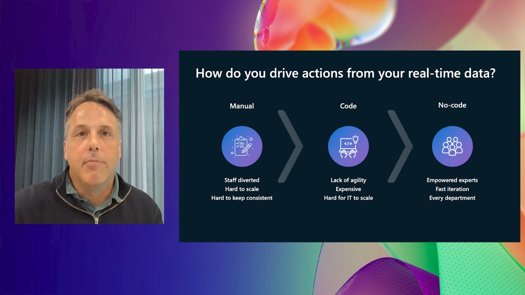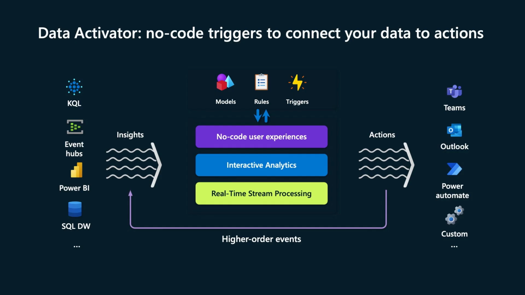A solution that empowers the business analyst to detect actionable patterns in data and automatically convert those patterns into actions without the need for writing code. We call our solution Data Activator. Here's how it works. Data Activator connects to any data source within Fabric. It can bring in real-time streaming data from event hubs and run queries on your KQL databases.